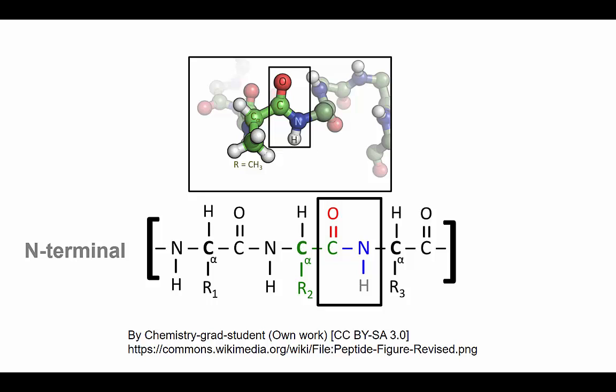Now for these proteins, we can give direction. On the amino side, we call this end the N-terminal, and the other side, the carboxylate side, should be called the C-terminal. For any protein structure, the convention is to go from the N-terminal to the C-terminal direction.